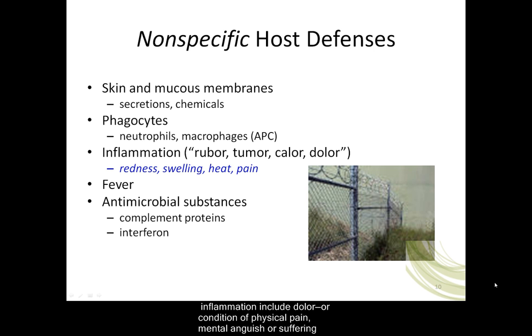The characteristics of inflammation include dolor, or condition of physical pain, mental anguish, or suffering from heat. It is one of the 4 signs of inflammation. The other 3 characteristics are calor, which means heat, rubor, which means redness, and tumor, which means swelling. Fever is another non-specific host defense, and this elevates metabolic rates for all cells of the body, including the activity of white blood cells. Lastly, antimicrobial substances are also non-specific.